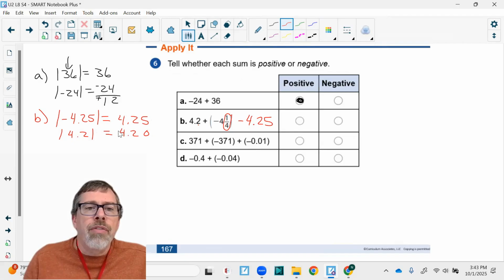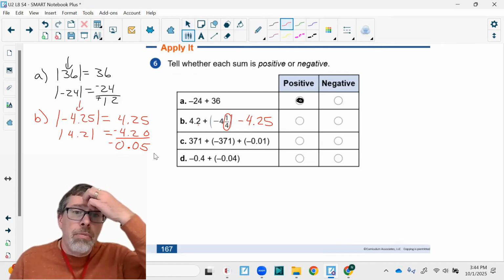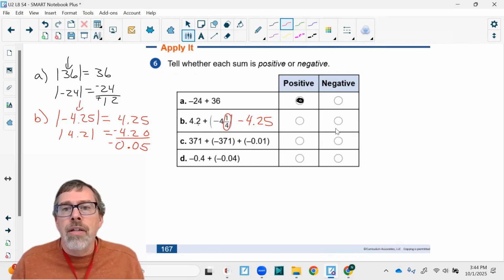Okay, signs are different. We subtract. 5 minus 0 is 5. 2 minus 0 is 2. Decimal place, 4 minus 4 is 0. Take the sign of the bigger, which is negative. And my answer is negative 0.05. So it's negative.